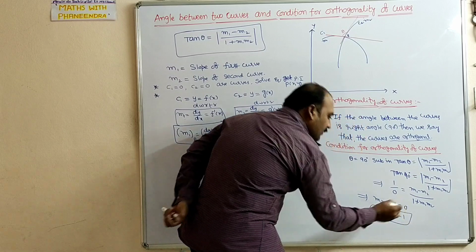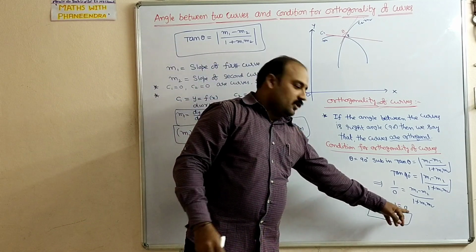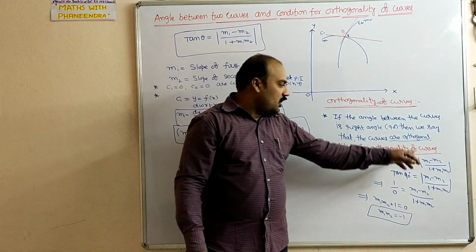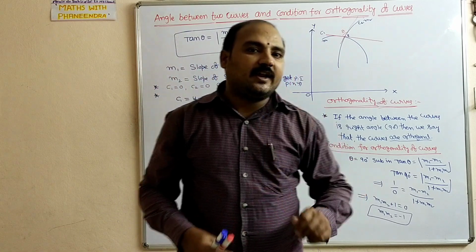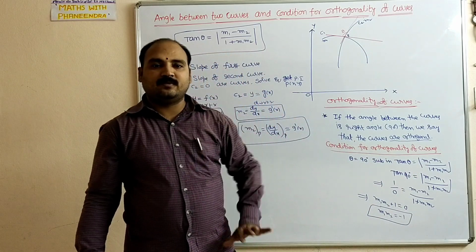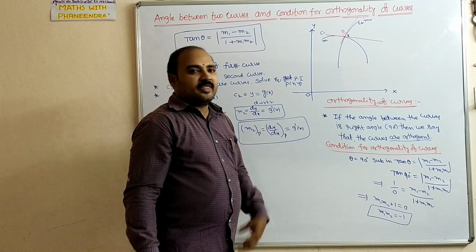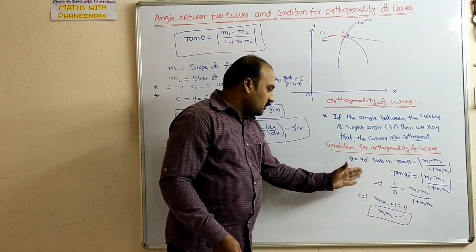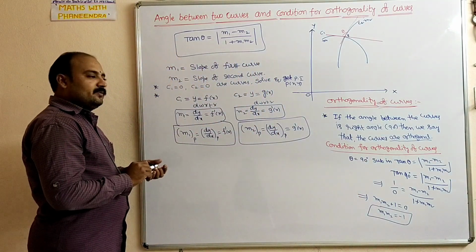This is the condition for two curves to be orthogonal. If the product of the two slopes equals minus 1, then the curves are orthogonal. The condition for the orthogonality of two curves is m1 m2 equal to minus 1. Suppose they ask you to show that the curves are orthogonal; simply prove that m1 m2 equals minus 1. If you prove that, then the curves are orthogonal. We will take examples, but before that, one more condition.